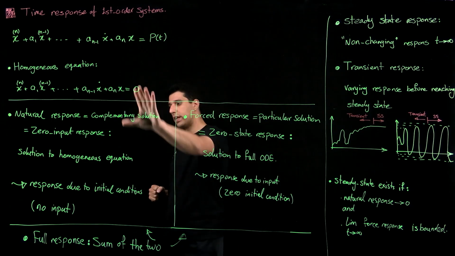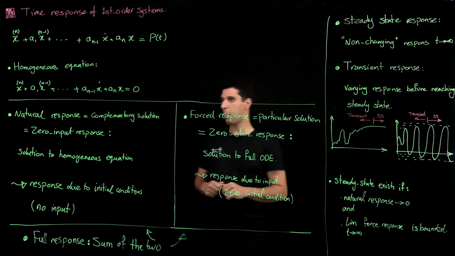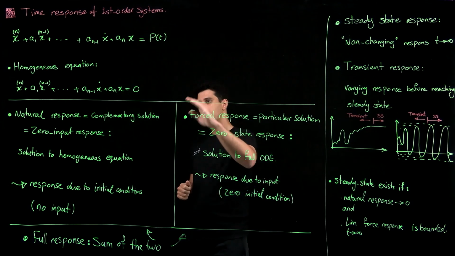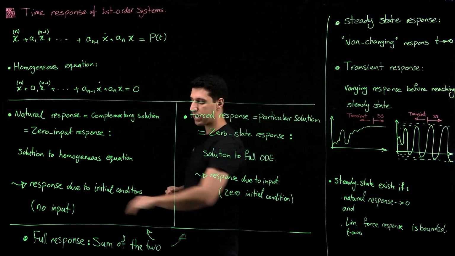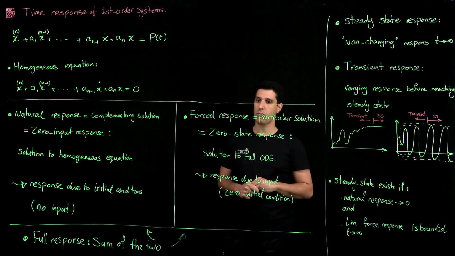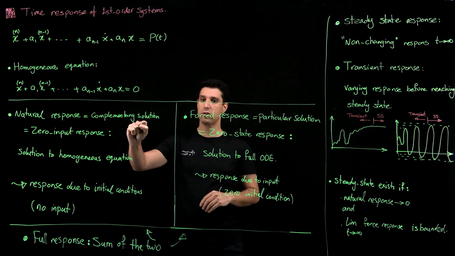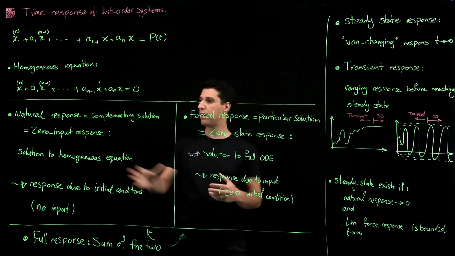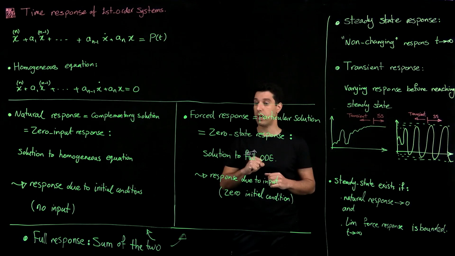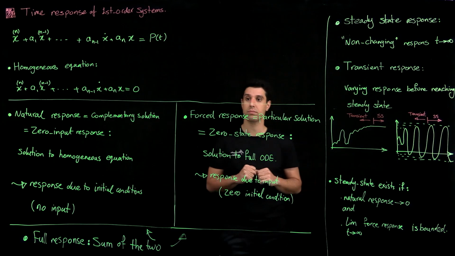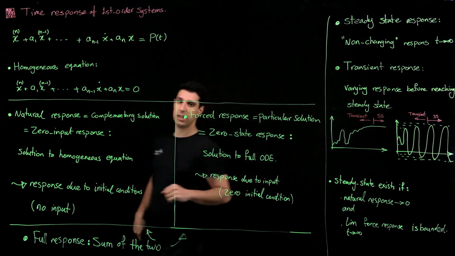And essentially it is the response of the system solely due to its own initial condition without any external input. So natural response, zero input response, and complementary solution are inherent behavior of the system without an existing external input. Now coming to this side, maybe I can stand here.